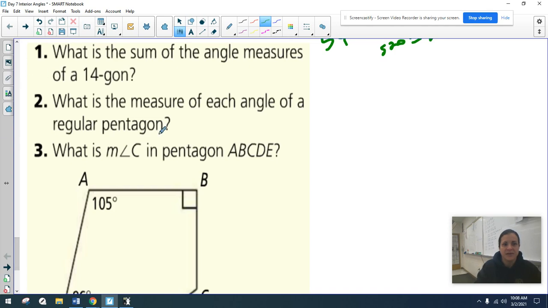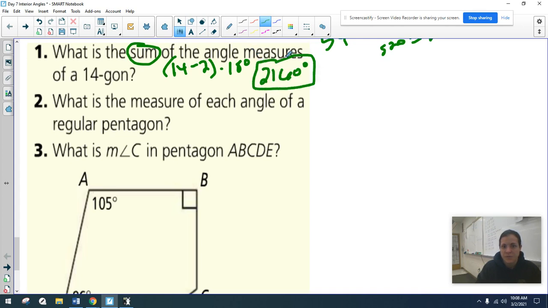So it says, what is the sum of the angle measures of a 14-agon? So if I do 14 minus 2 times 180, that's all I got to do. So when you see the word sum, this is all they want. They just want the total. So if I do 12 times 180, it's going to give me 2,160. So if you see the word sum, this is all you got to do.